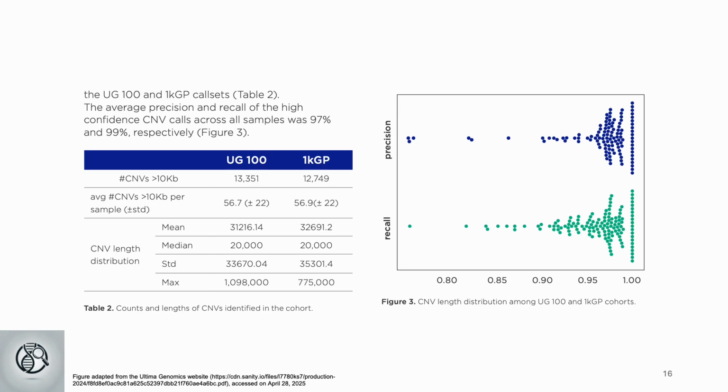Finally, in the same benchmarking, Ultima found that their CNV copy number variation calls were highly concordant with previously identified CNVs. This isn't surprising since most CNV callers rely on depth of coverage, which isn't affected by the flow-based method. In fact, higher coverage improves CNV detection, and Ultima's cost-efficient sequencing could enable even more accurate CNV analysis.